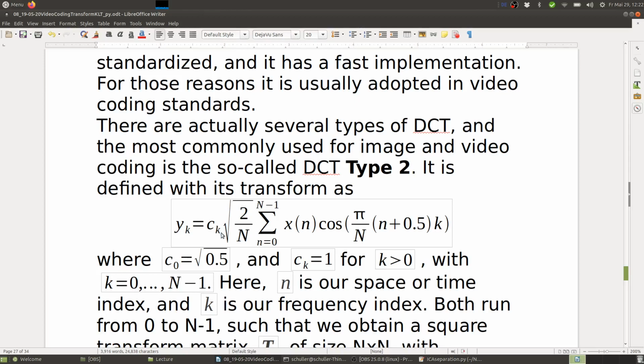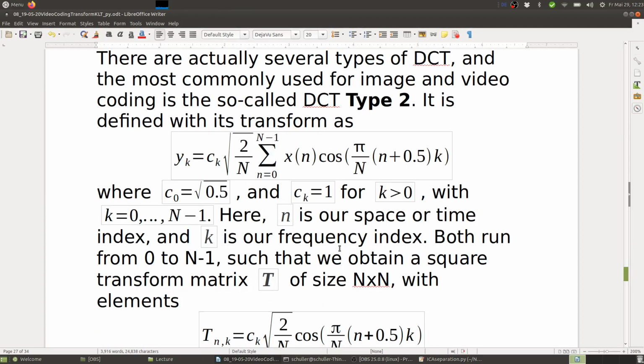And here we have some normalization factor, which basically makes it unit length for the matrix. So matrix times matrix transpose, that is one identity. And this CK is a factor which just differs for subband 0. For subband 0, it's square root of 0.5, and all the other subbands, it's 1. Right, again, to make it orthonormal. So here again, K runs from 0 to capital N minus 1.